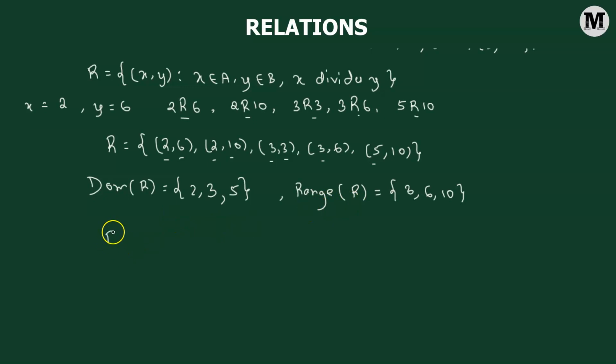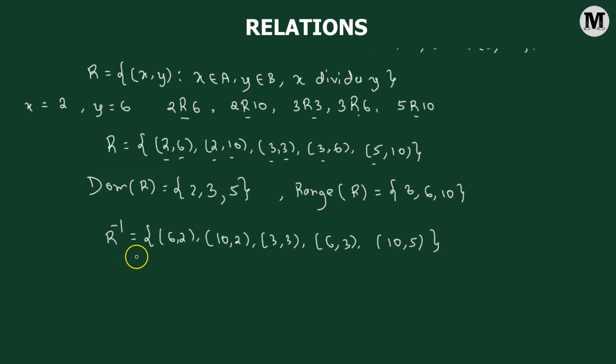Okay, we also need to find out the inverse of the relation R. The inverse of the relation is simply going to be: take the ordered pairs of the relation R and interchange the positions of the elements in each ordered pair. So 2 comma 6 is going to become 6 comma 2. Then 2 comma 10 is going to become 10 comma 2. 3 comma 3 is going to stay as 3 comma 3. Then we have 3 comma 6, so that will become 6 comma 3, and 5 comma 10 is going to be 10 comma 5. Okay, so we have obtained the inverse of the relation R.